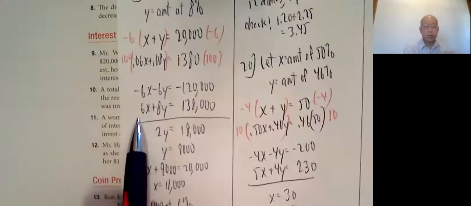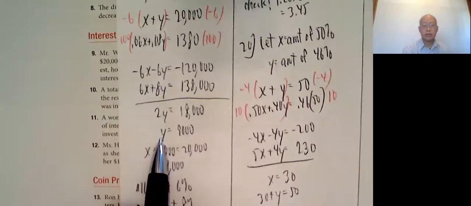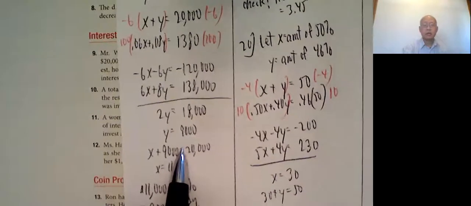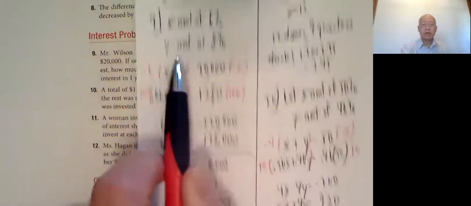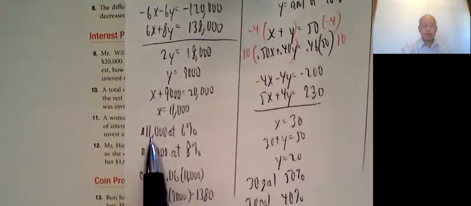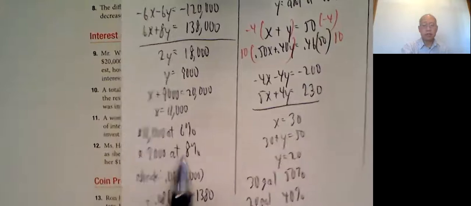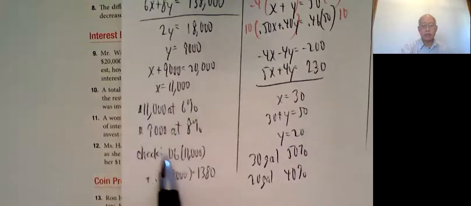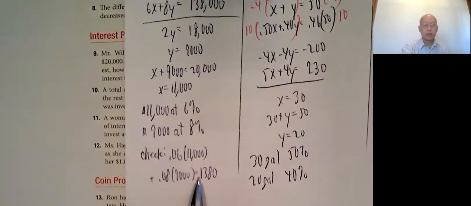Add them up, x gets eliminated. 2y equals 18,000. Divide by 2, y equals 9,000. Plug back into here. X plus 9,000 equals 20,000. Subtract 9,000, x is equal to 11,000. Okay, so x is the amount at 6%. Y is the amount at 8%. So we invested $11,000 at 6%, $9,000 at 8%. Double check. 6% of 11,000 comes out to be 660. 8% of 9,000 comes out to be 720. If you add them up, you do get 1,380.